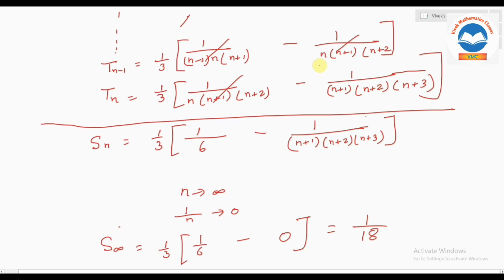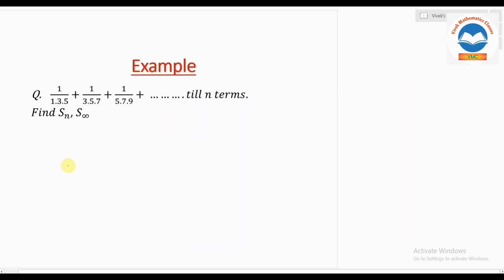Sn we already got. Second one: 1 by 1 into 3 into 5 plus 1 by 3 into 5 into 7 plus 1 by 5 into 7 into 9. If you see the first term, they have given the first 3 odd numbers. Second term, starting from 3, the next 3 odd numbers. Okay. The third term also they have given starting from 5, 3 consecutive odd numbers. Okay. So we need to find Sn and S infinity here also.